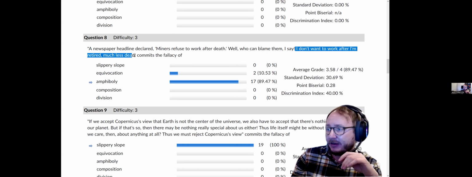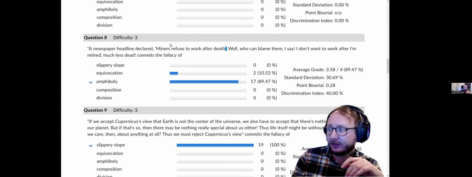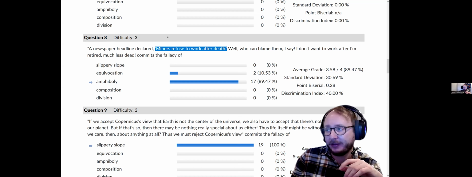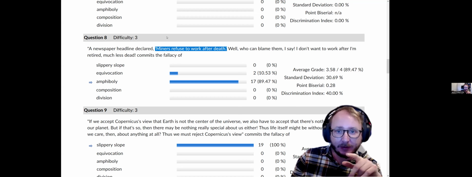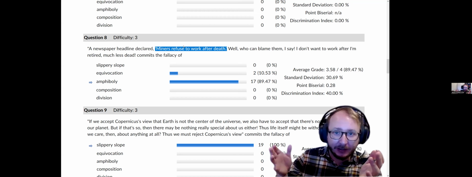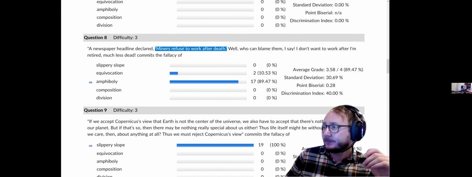But the conclusion, that the miners were right, basically, because "I don't want to work after I'm retired, much less dead," makes it pretty clear that there's an alternative interpretation it's depending on, which is that all these miners died, and now those same miners that died are refusing to work as ghosts, right? So there's two interpretations. The reasonable one, though, is not the one being used for the conclusion. It's the unreasonable one.